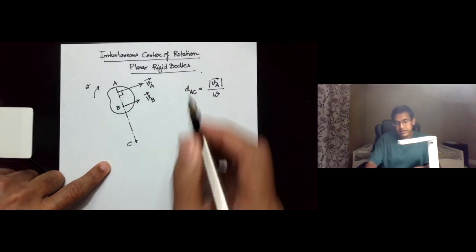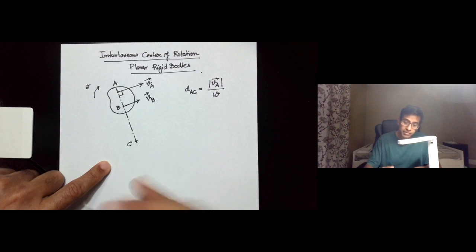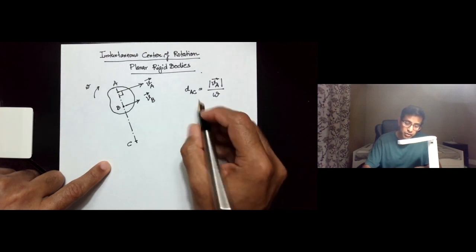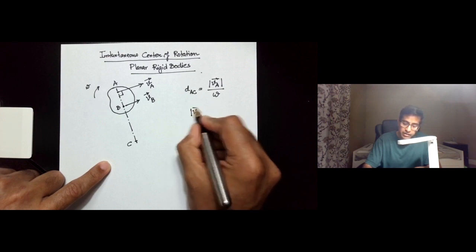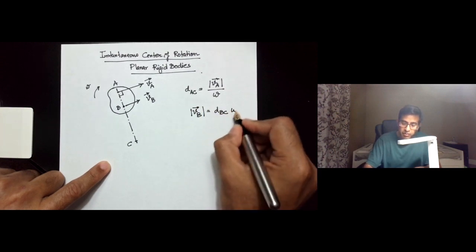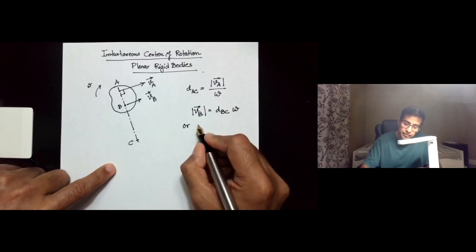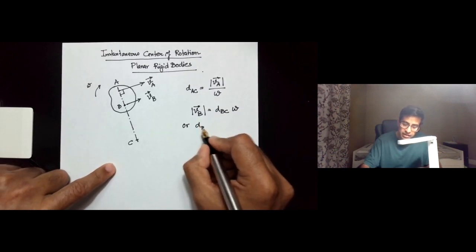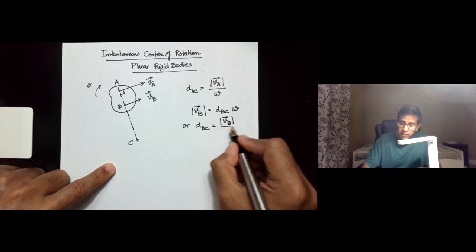So what is the magnitude of the velocity VB going to be? Well, you can see from here that VB is then going to be dBC times omega, or in other words, dBC is going to be VB divided by omega.